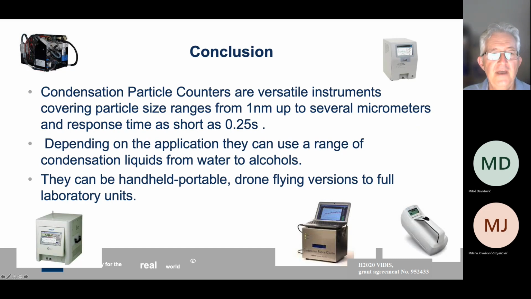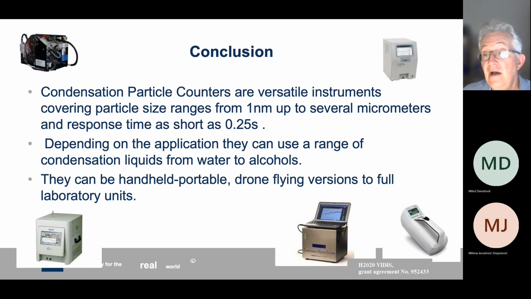So overall conclusion, this is an example of various commercially available particle counters from different manufacturers. I'm not highlighting any of them. They are very versatile instruments. They cover particle size ranges as small as 1 nanometer with the particle size magnifiers, and the response time as short as 0.25 seconds. They can go to concentrations up to 10 to the 6 particles per cubic centimeter, so they can measure very high concentrations. Depending on the application, the working liquid can be either water or various kinds of alcohols. Both have advantages and disadvantages.